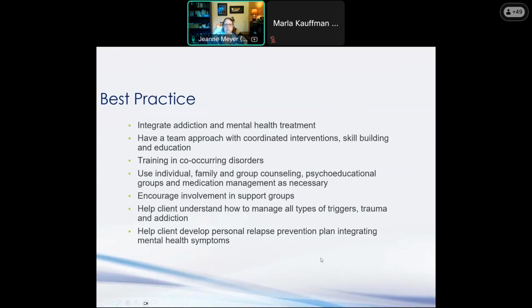Okay, so best practice as far as I'm concerned: integrate addiction and mental health treatment, have a team approach with coordinated interventions, skill building and education, have training in co-occurring disorders, use individual, family, and group counseling, psychoeducational groups, medication management as necessary, encourage involvement in support groups, help the client understand how to manage all types of triggers, trauma, and addiction, and help the client develop a personal relapse prevention plan that integrates the addiction symptoms and the mental health symptoms. But you can't separate them out. They're not separate in the client. So we can't separate them out when we're working with somebody.